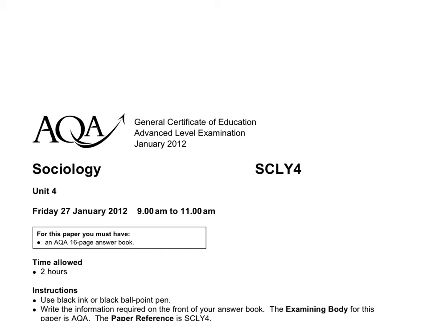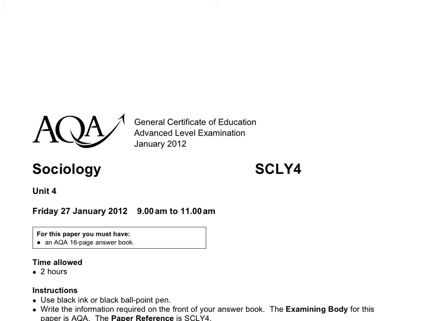Hi Year 13, welcome to this lecture looking at how best to plan and answer a Unit 4 Crime and Deviance exam paper, making sure that you make best use of your time, the use of the items, and also really thinking about the exam skills that the AQA examiners are really looking for.